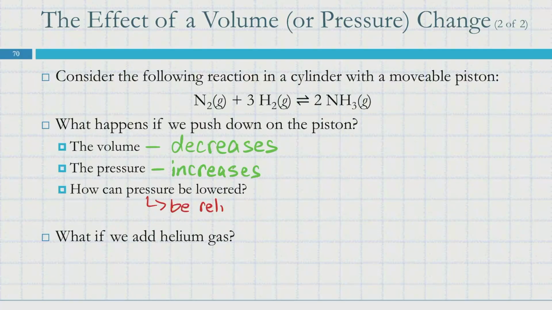How can we relieve the pressure? We could increase volume. That would be one way to do it, but without moving our piston. What's another thing that we can do to decrease our pressure? Our pressure is based on the number of particles that we have. If we can decrease the number of particles that we have, that'll also decrease the pressure.